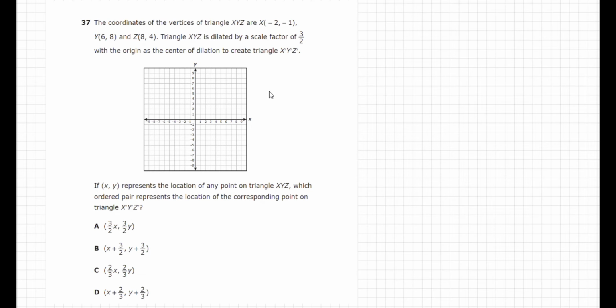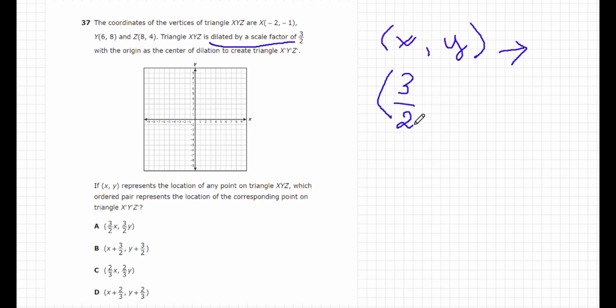Question number 37. The coordinates of the vertices of triangle XYZ are X(-2, -1), Y(6, 8), and Z(8, 4). Triangle XYZ is dilated by a scale factor of 3/2, with the origin as the center of dilation, to create triangle X prime Y prime Z prime. Dilated refers to changes of the size of a shape, enlarging or shrinking it. Hence, (x, y) will turn to (3/2 x, 3/2 y). Therefore, A is the correct answer.